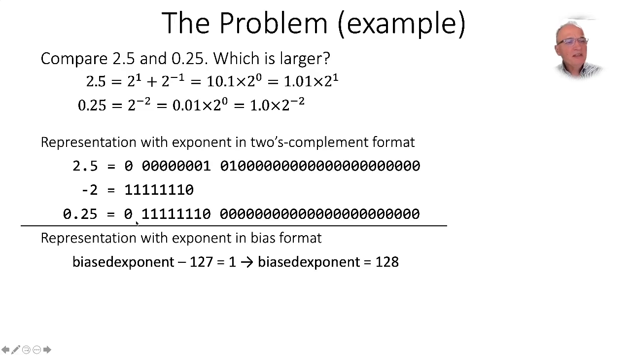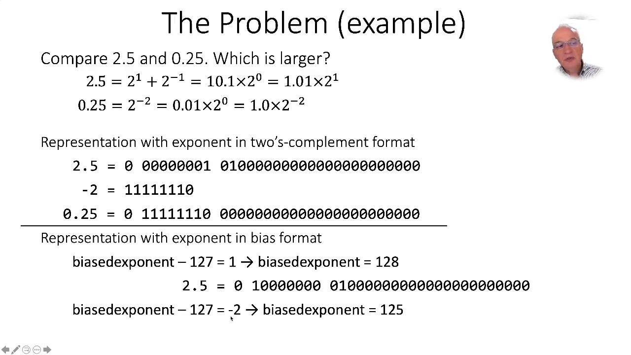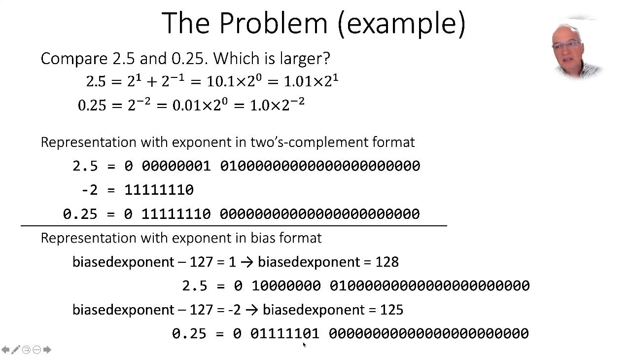If I use a bias exponent, what I have is that the bias exponent minus 127 should be equal to 1. So the bias exponent should be 128. So 2.5 will be represented by this number. This is the number 128, which is 2 to the 7. And for the exponent minus 2, the value of my bias exponent will be 125. And if I represent the number now, I will see that it has this exponent here.